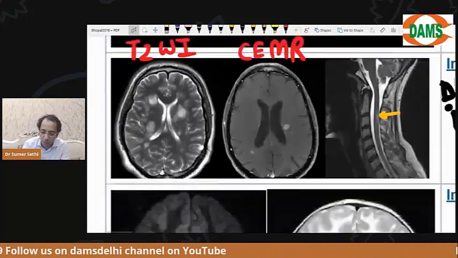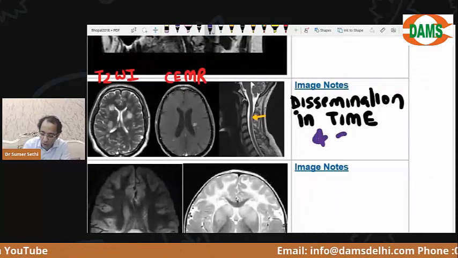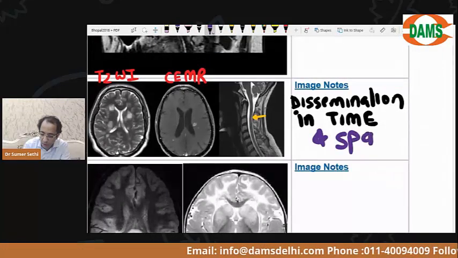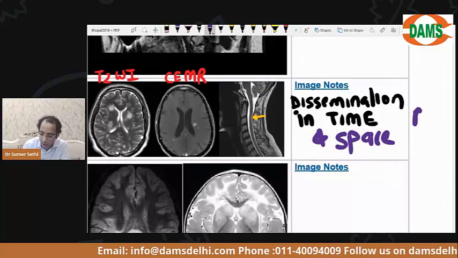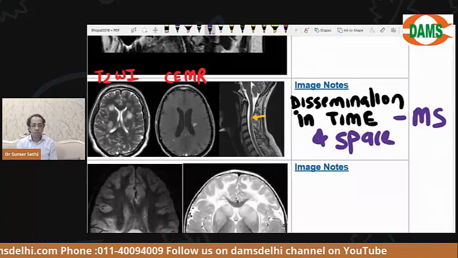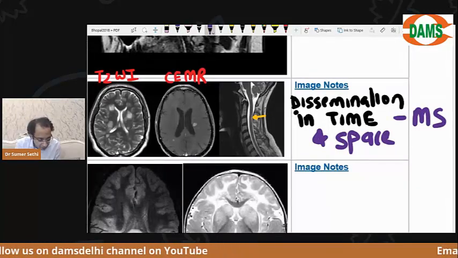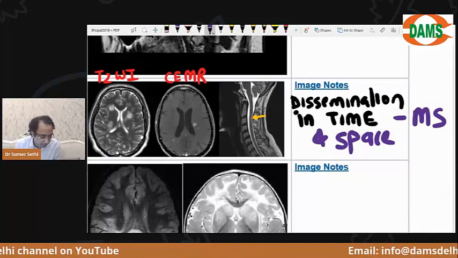So when you see multi-compartment disease, in MS we call it dissemination in space. Okay. So these are the typical MRI findings of multiple sclerosis. We always use the words dissemination in space and time.